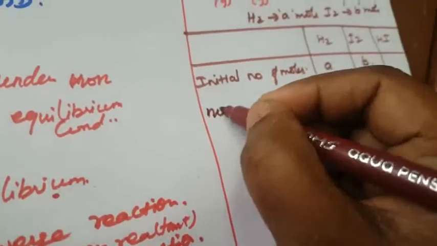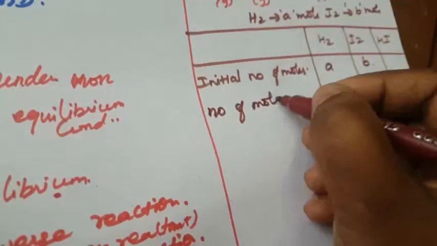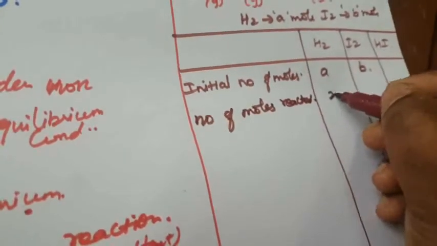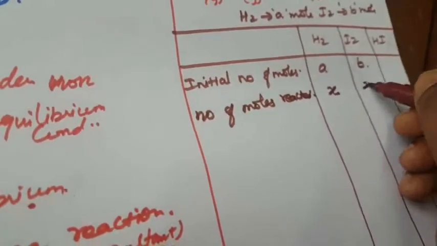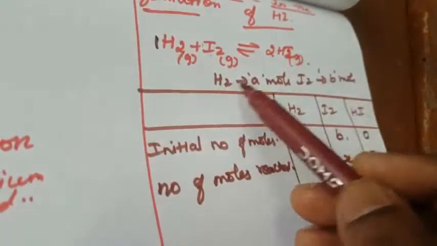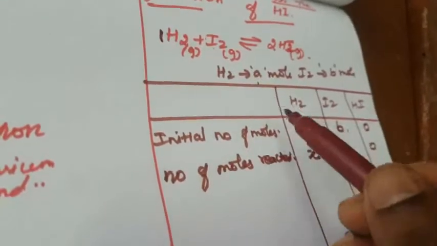Number of moles reacted. How to calculate the number of moles reacted? Now we consider that X mole reacts, and this is also X mole. Initially the product will be 0. First we write the initial number of moles according to the stoichiometric equation; we consider A and B. The volume is also V.